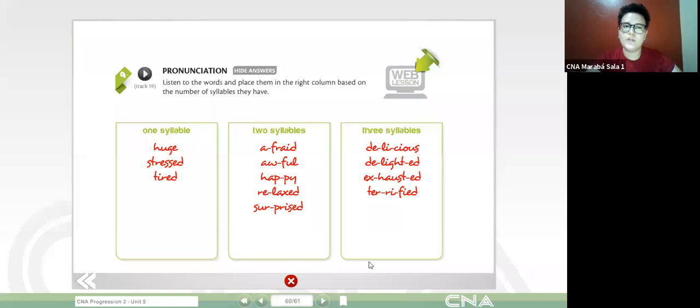One syllable: huge, stressed, and tired. Two syllables: afraid. This is why syllable separating is difficult for us in English. This separation here would never happen in Portuguese, afraid. Awful, happy. This is also really weird for us. Relaxed, surprised. And three syllables: delicious, delighted, exhausted, and terrified. Check your answers, please.